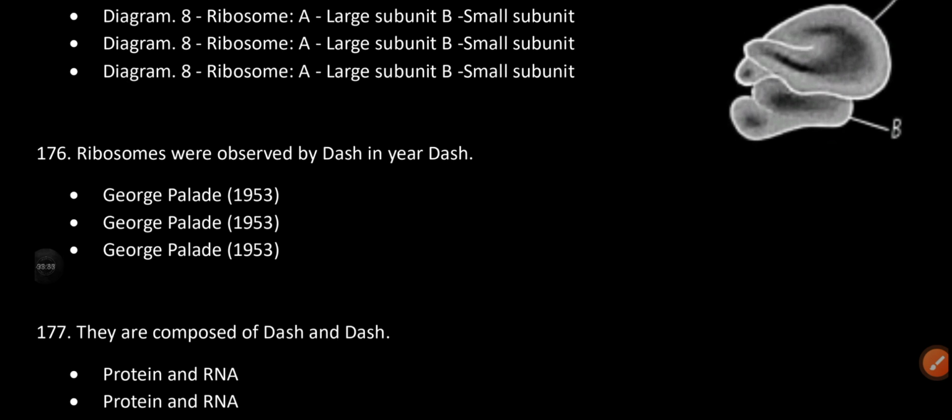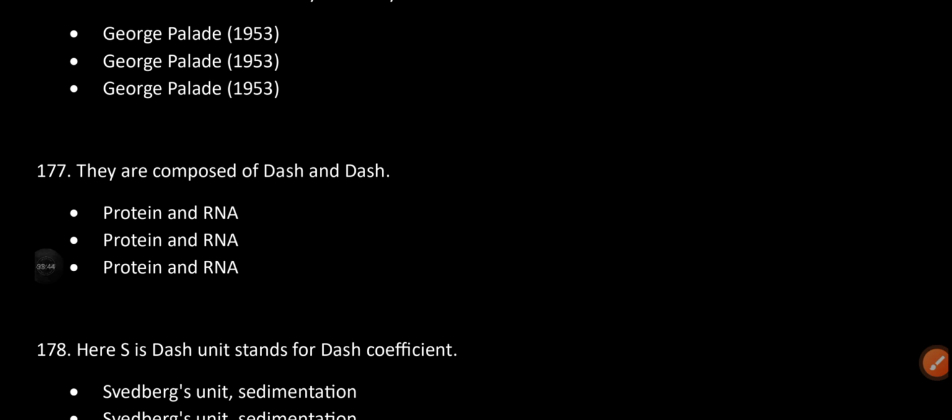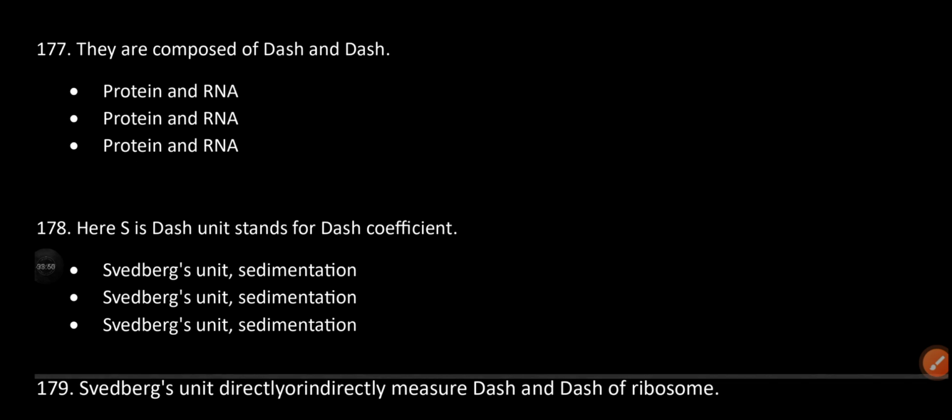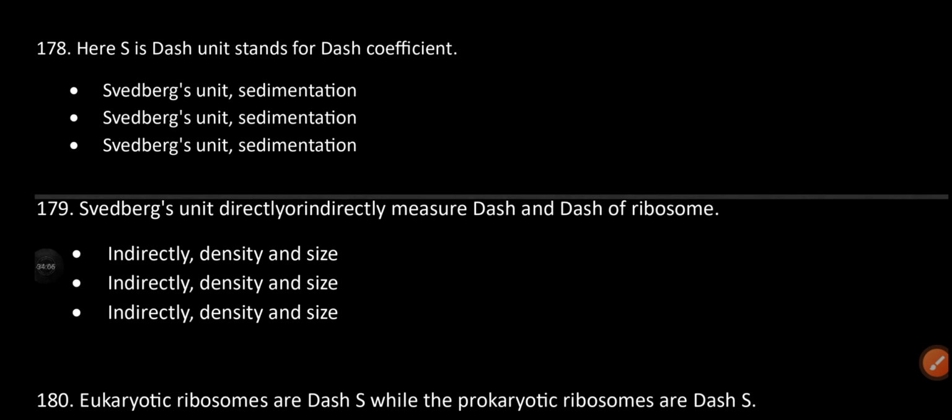Ribosomes were observed by dash in dash year by George Palade in 1953. They are composed of dash and dash. Proteins and RNA. Here S is dash unit, stands for dash coefficient. Svedberg's unit, sedimentation coefficient. Svedberg's unit directly or indirectly measure dash and dash of ribosome. Indirectly, density and size of ribosome.